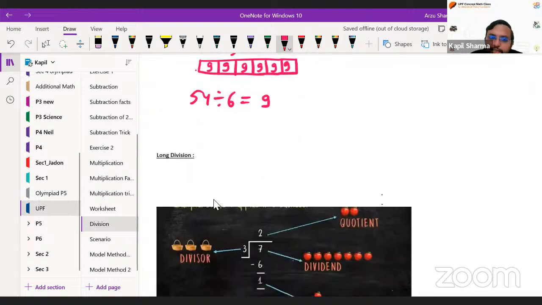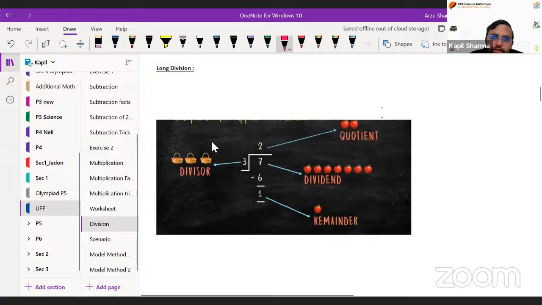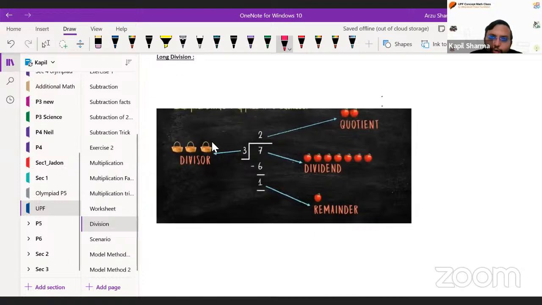Now let's quickly look at the long division. So let's say we have 7 divided by 3. We use this symbol to represent division. Now 7, the number which is being divided, is known as dividend. The number which divides the dividend is known as divisor. Then we have quotient, and finally, whatever is left is remainder.